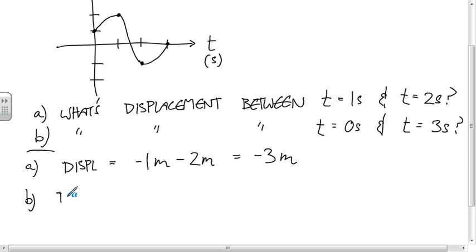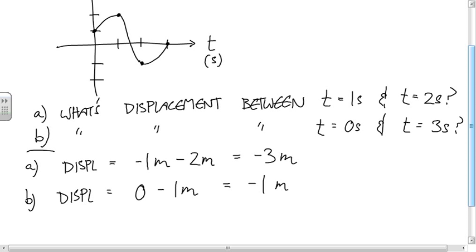Now to do the same thing for the two different times, what's the position at 3 seconds? Yep, 0. What's the position at 0 seconds? Yep, +1 meter. And so the displacement is -1 meter. Any questions about those? Yep.